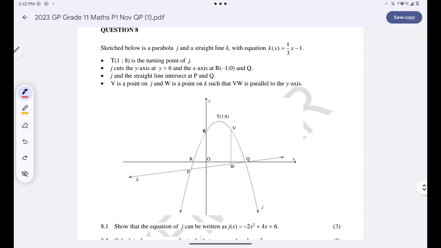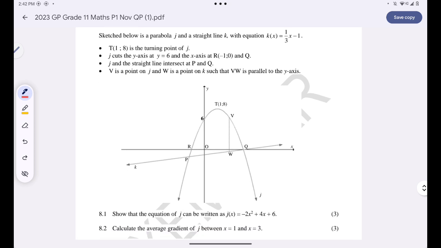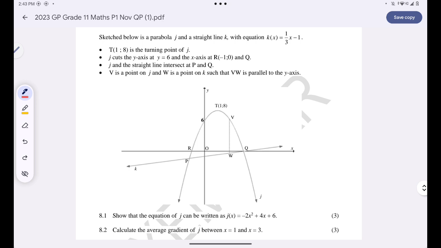Okay, V is the point on J and W is the point on K, such that VW is parallel to the y-axis. It simply means VW is a vertical line since it's parallel to the y-axis. Okay, we are supposed to show that the equation of J can be written like that.